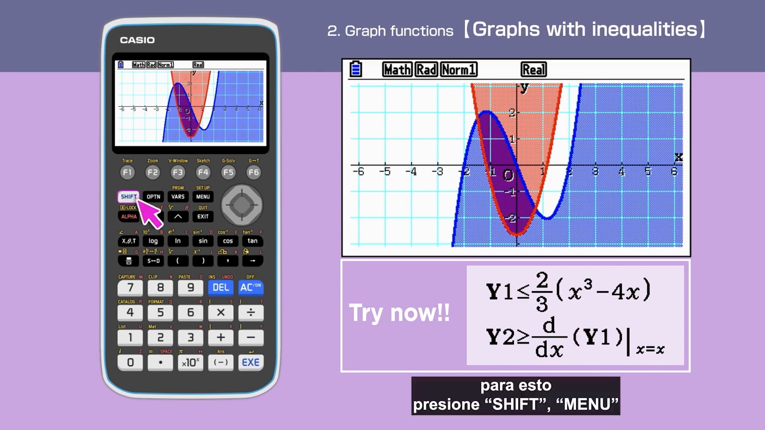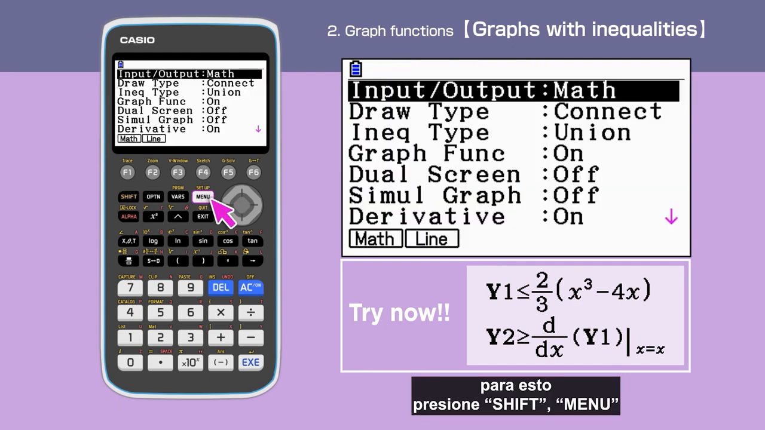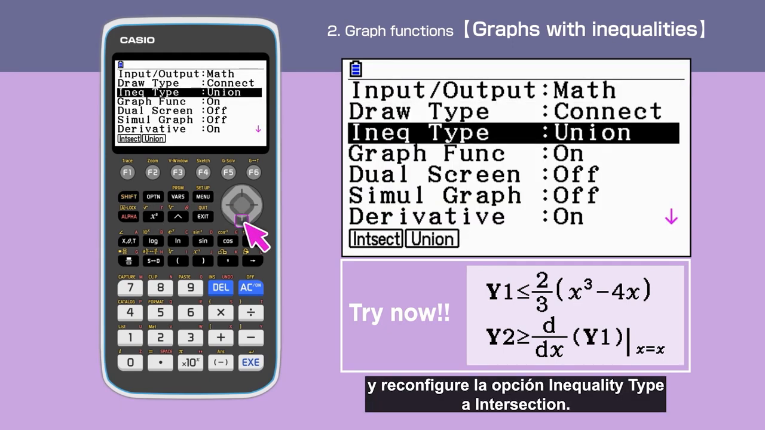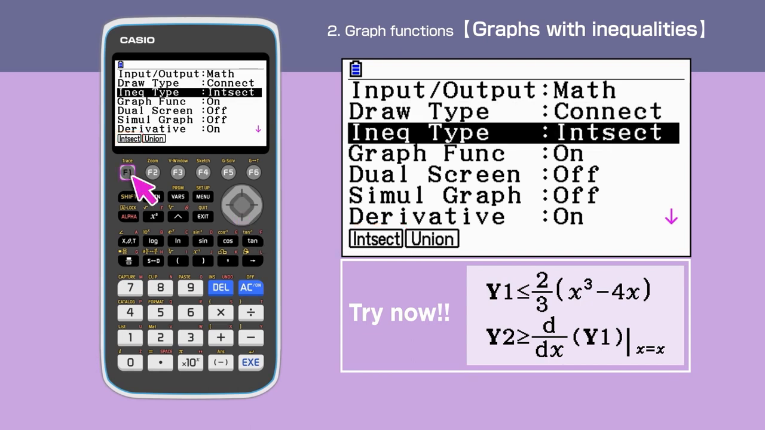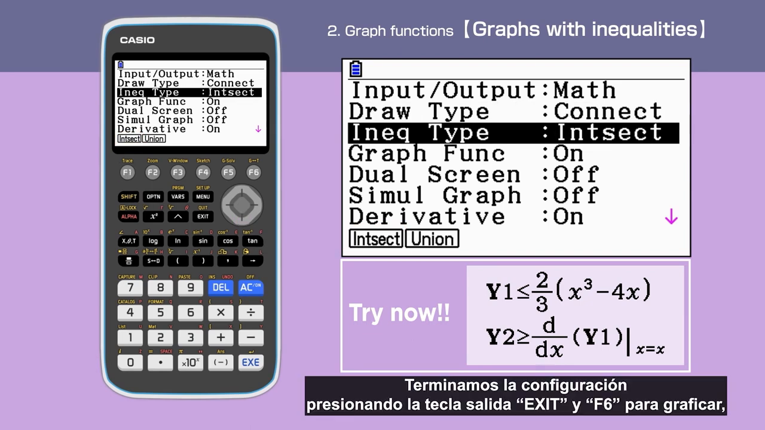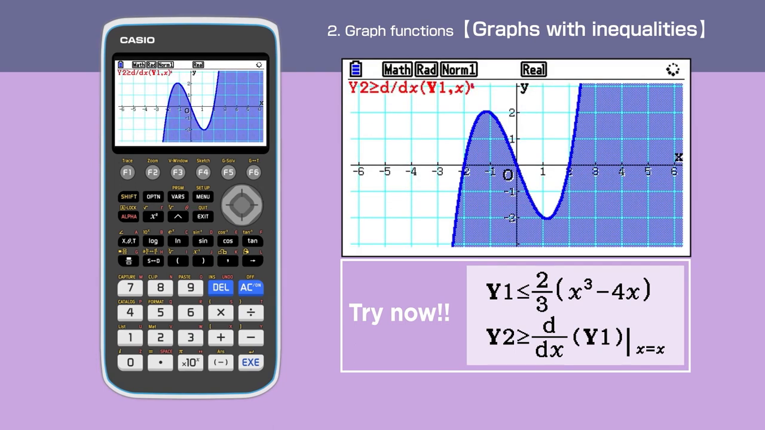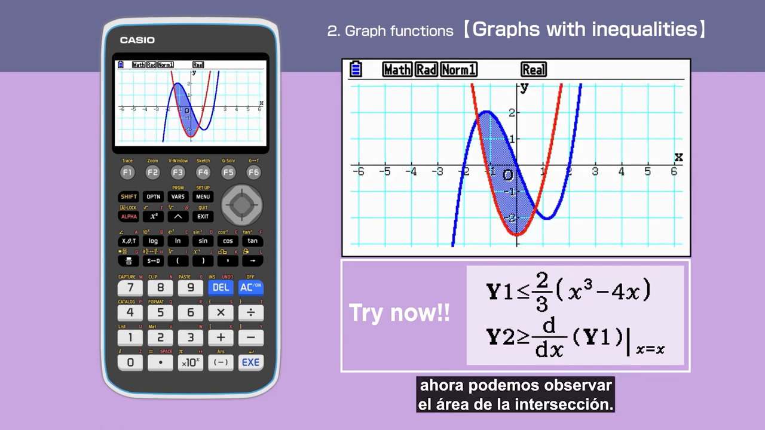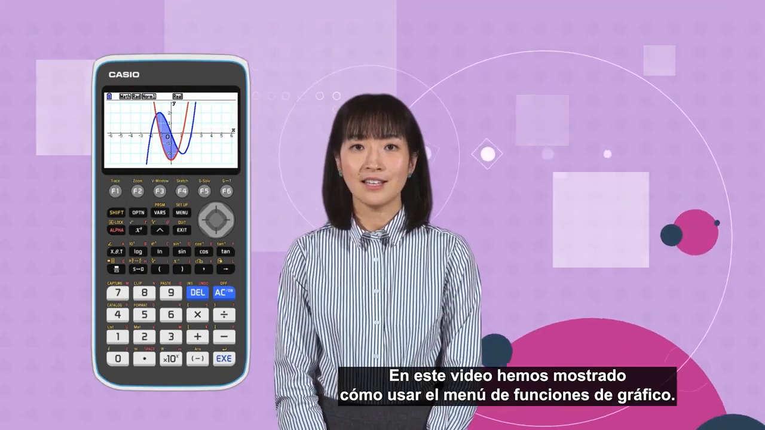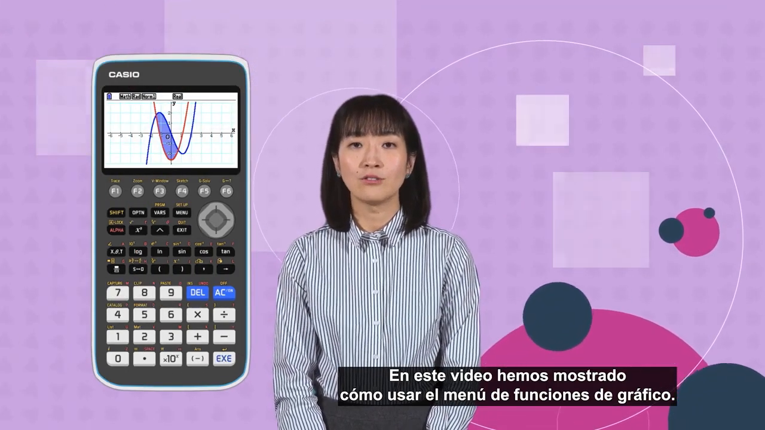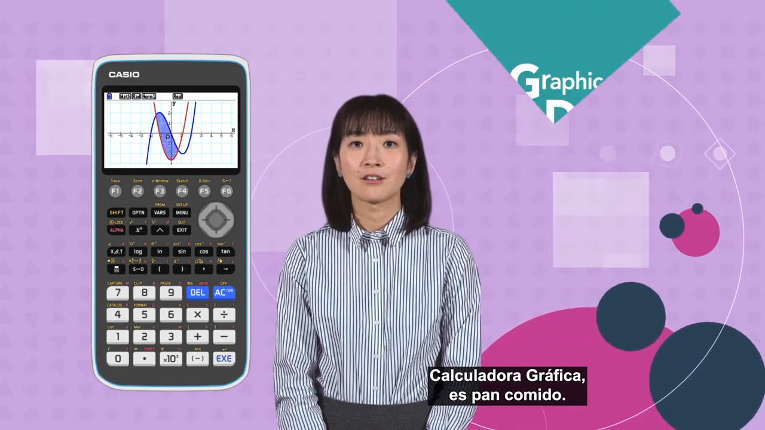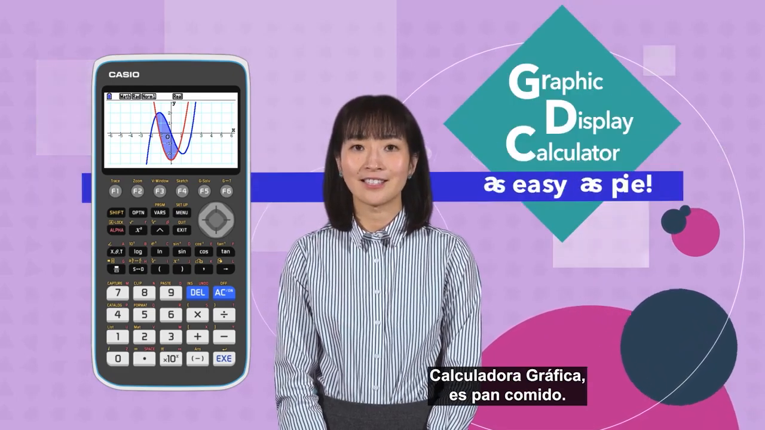To do this, press Shift, Menu, and change inequality type to intersection. We finish setting up by pressing Exit and enter F6 to draw. Now we have the intersection area highlighted. In this video, we have shown how to use graph functions, graphic display calculator, as easy as pie.